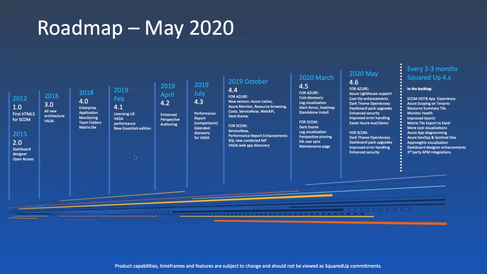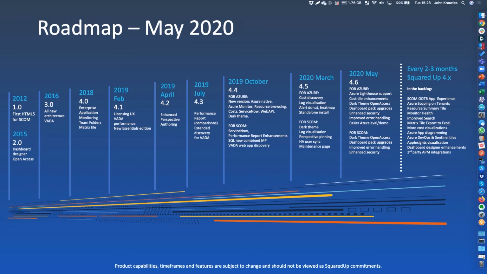Some of the things we're looking at include improving the out-of-the-box experience for SCOM, so making it easier, for example, to set up enterprise apps in SCOM. Scoping on tenants, there we go. We didn't prepare this slide on the fly. That was already in there. So we are looking at, for those of you who are using Lighthouse to manage multiple tenants, letting you define different tiles by tenant, and then many more things besides. So I won't read down through all of that list. As I say, what we'd really love to hear from you is what would you like to see us do next.